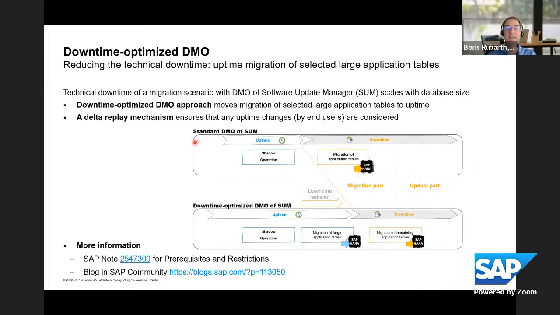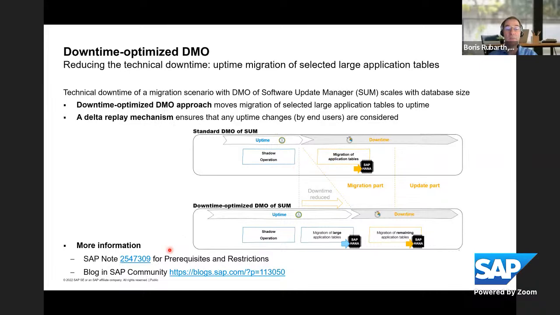The general idea is the standard migration scenario of software update manager has an uptime. There are some downtime reductions like shadow operations, but then we enter the downtime where the migration of all application tables to the target database happens. Instead, downtime optimized DMO will not only have, of course, the same shadow operations, but also migrate those large application tables already in uptime. And in downtime, we have the remaining application tables and the delta from those already migrated. And so the downtime is shorter compared to the standard approach.